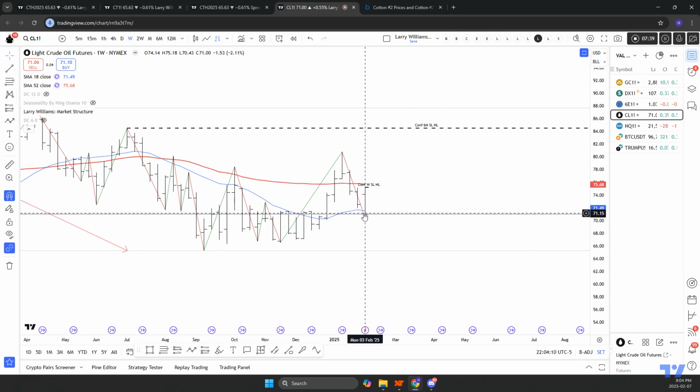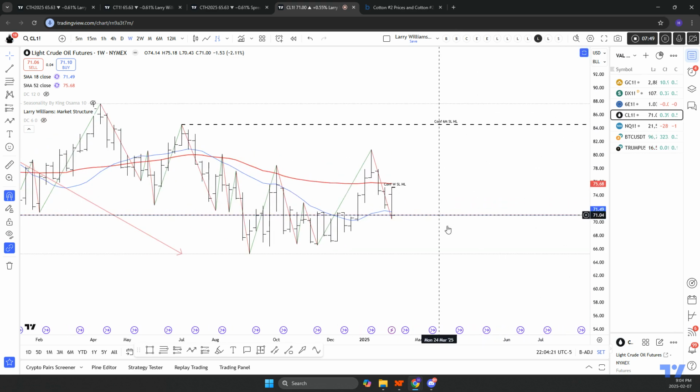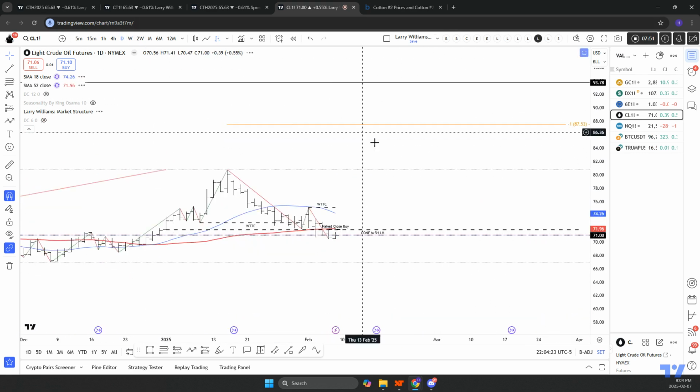So this is a naked close down here. If we get our buy, if we get up there, this is a very bearish candle. If the bulls can get us all the way up there, that's a failure of this candle, and it should imply a pretty strong move to the upside. So that's what I'm watching on the weekly.